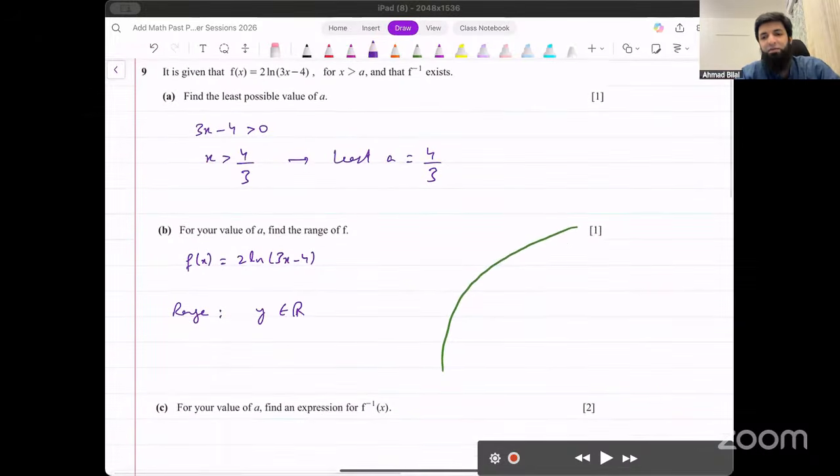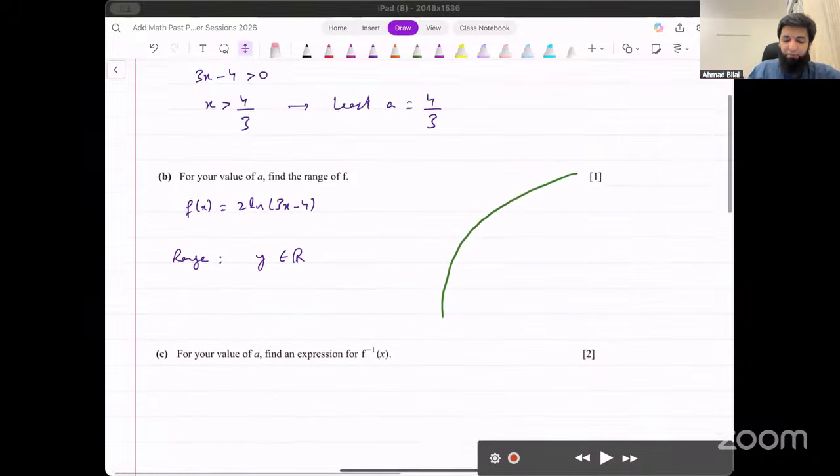It's the same for an exponential function. If the whole function is valid, then the range is just all real numbers. There's no restriction on that. Exponential functions have horizontal asymptotes. Log functions have vertical asymptotes. Okay, you need to remember that.